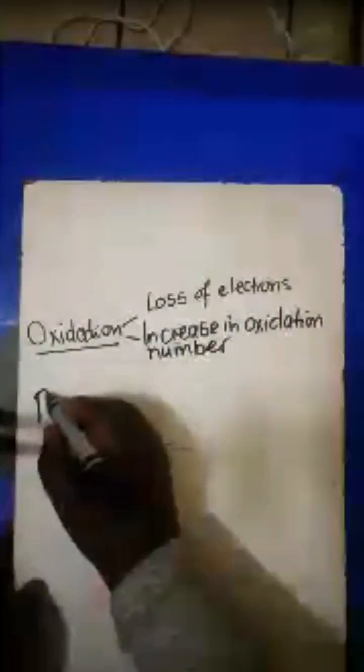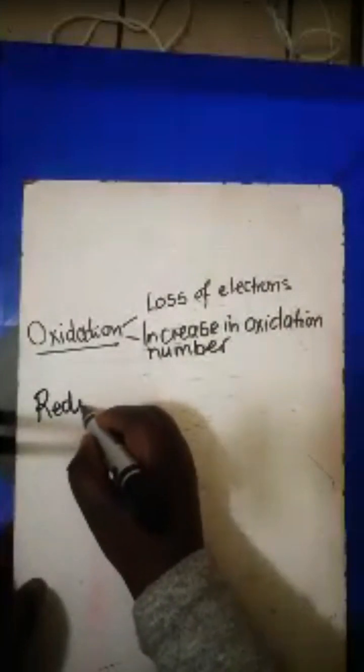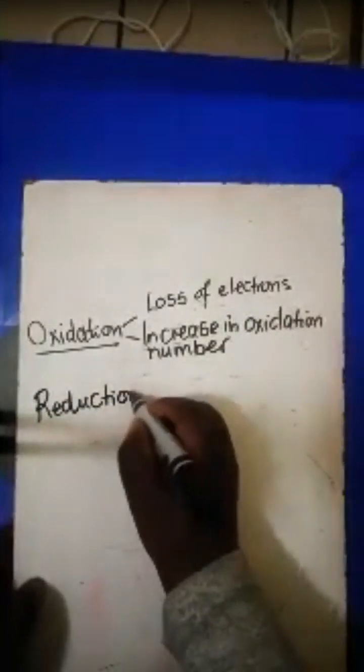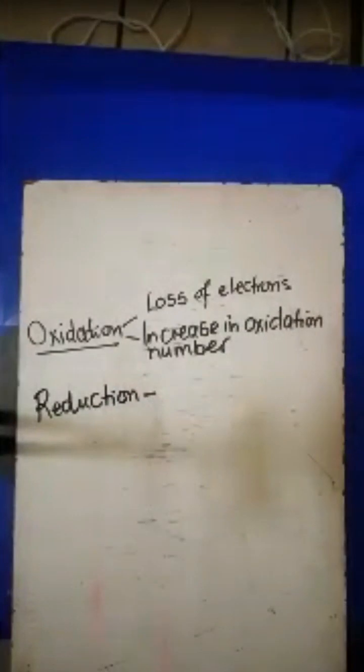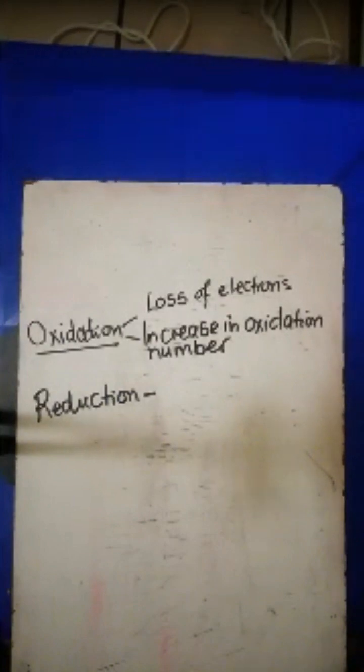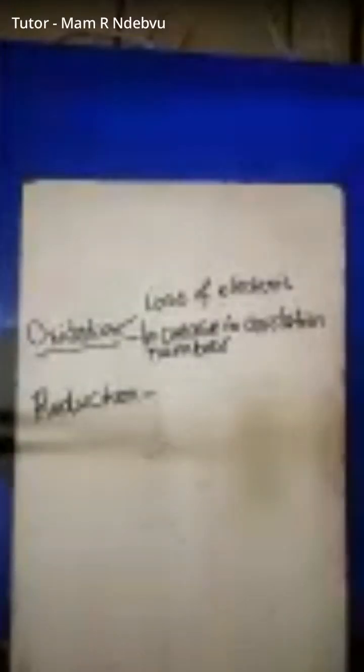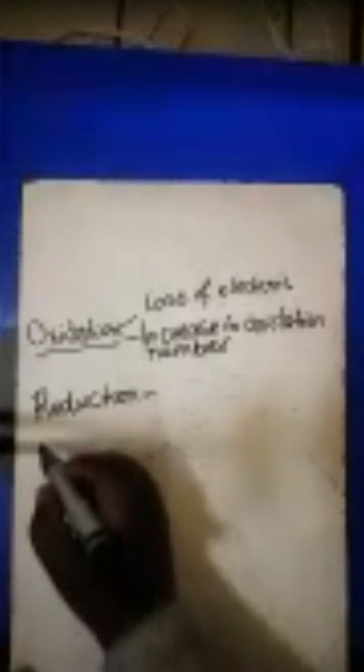The opposite of oxidation, colleagues, is what we call reduction. So if you are talking about loss of electrons, when you talk about reduction, what are you going to say, Lerato? Gain of electrons. Gain of electrons, very good. Then you can say decrease in oxidation number. Decrease in oxidation number or gain of electrons.